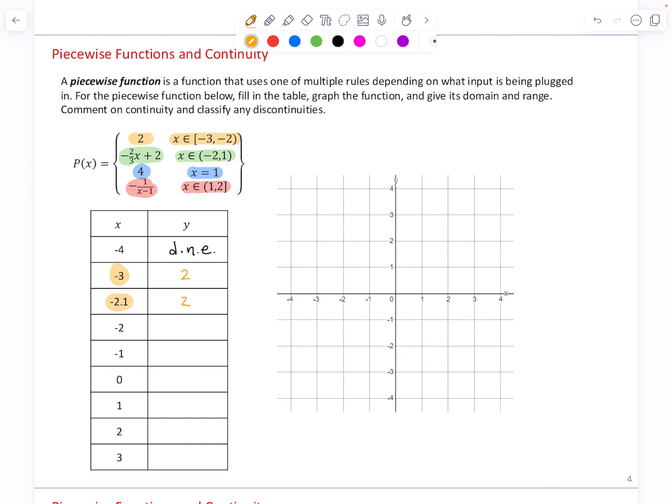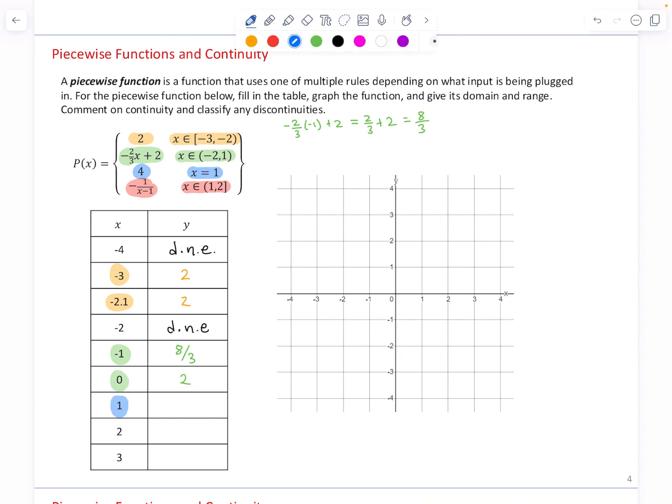Now, -2 is not in any intervals. It's not in the orange or green because -2 is not included in either. So this function has no output. -1 is in the green interval. So plug -1 into this line, and we get 2/3 plus 2, which is 8/3. 0 is also in the green interval. So plug 0 into the line, and we get a simple 2.